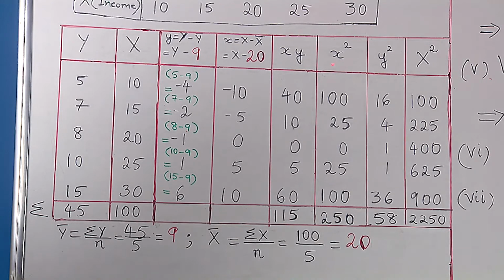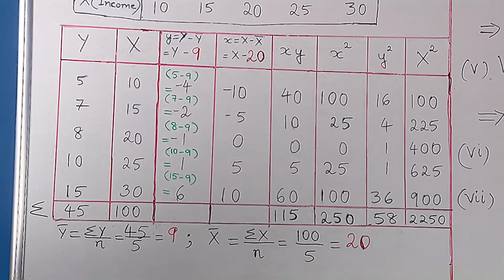The next column is x square. X square is nothing but the square of the deviation values that you have found. So, the first element is minus 10, and minus 10 into minus 10 is 100. Similarly, 5 into 5 gives you 25, 0 into 0 gives you 0, 5 into 5 gives you 25, 10 into 10 again gives you 100. So, sum up all the x square values and the answer is 250. The total summation of x square is 250.